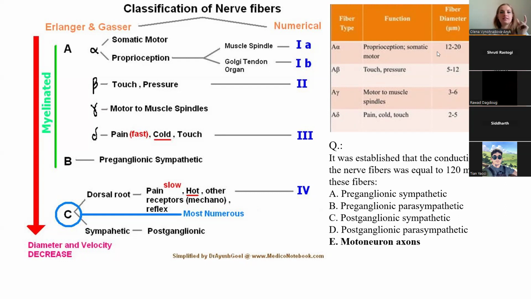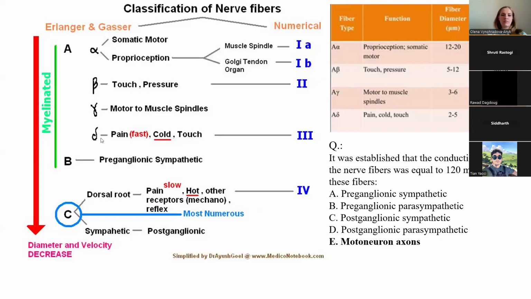The biggest diameter is for A alpha fibers. We have these fibers for proprioception and for somatic motor neurons. For somatic motor neurons, the signal from our brain to our muscles is sent by A alpha fibers. A beta is for touch and pressure. Gamma is for motor of muscle spindles. Muscle spindles are proprioceptors inside of our skeletal muscles. Delta is about fast pain, about feeling cold, and about touch.